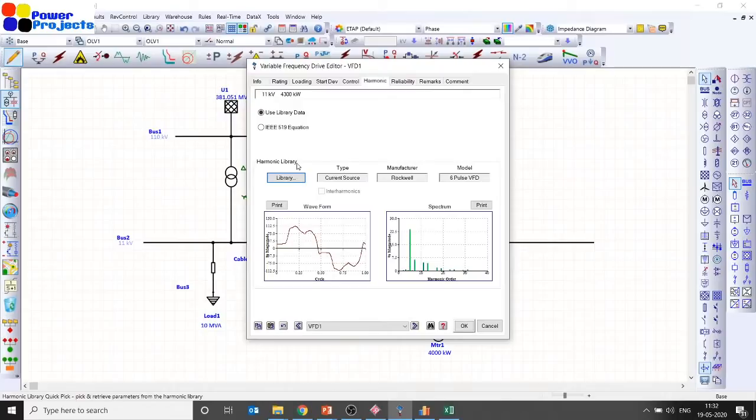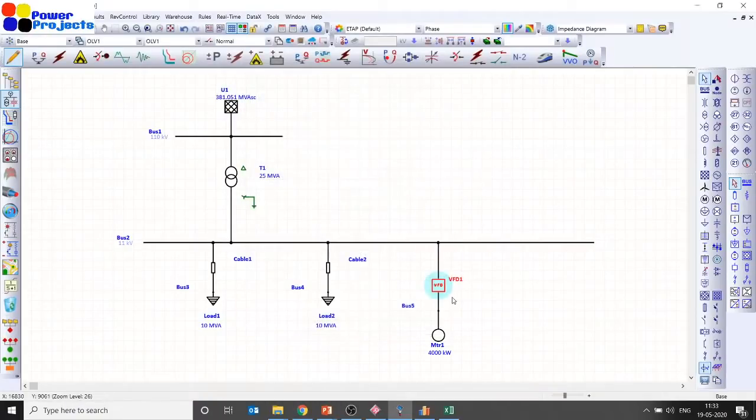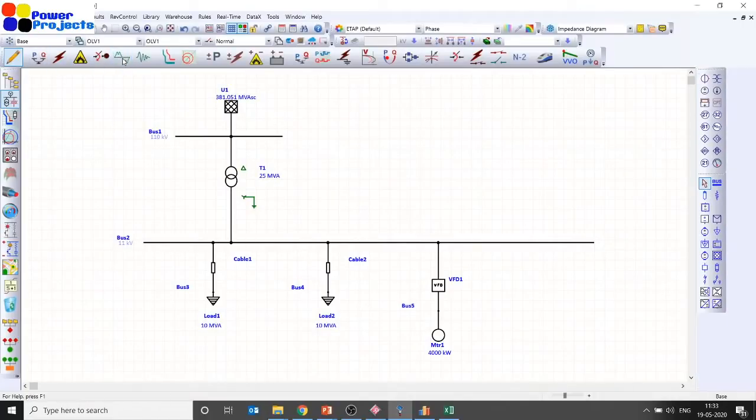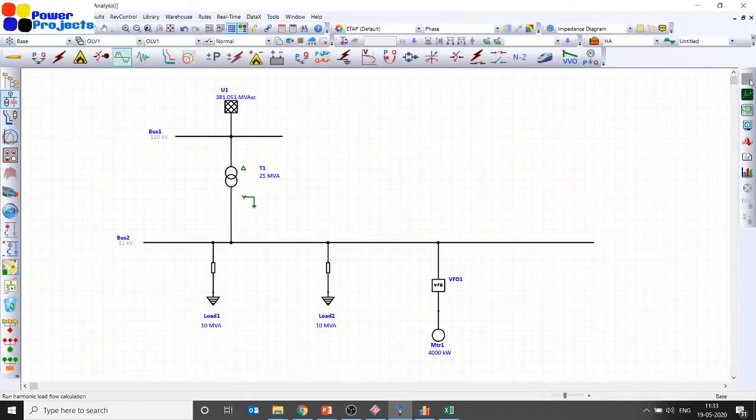So you may be talking about interharmonics. We are now talking about the harmonics which are multiples of the fundamental frequency, and you can also have harmonics which are not necessarily integer multiples, but in between as well, right? So I have added a variable frequency drive. This variable frequency drive also injects some harmonics to the system. So let me go back to run a harmonic analysis.